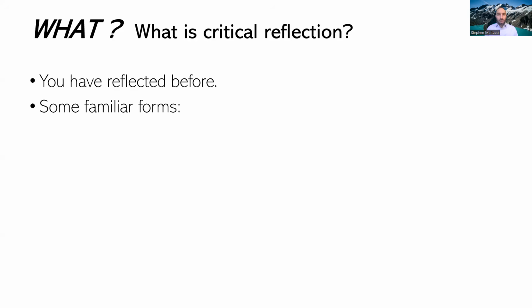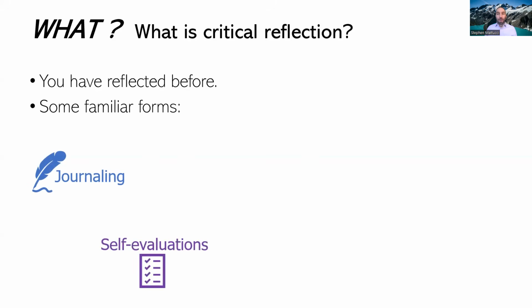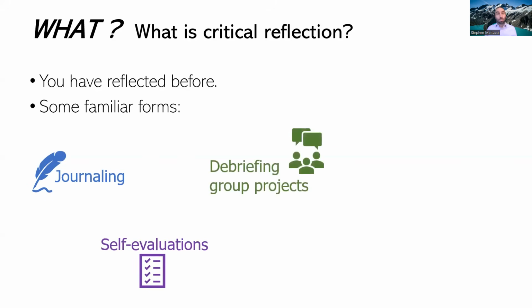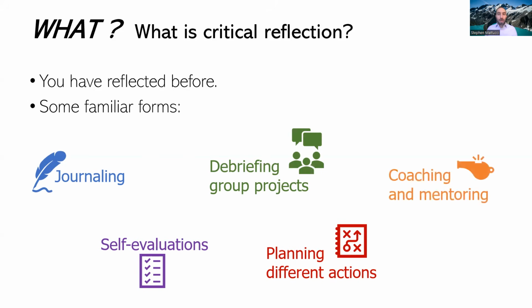Oftentimes we think of critical reflection and we don't know what it is, but all of you have done critical reflection in the past. Some familiar forms are, of course, journaling, self-evaluations, if you've had group projects and you debrief afterwards, planning and strategizing for different actions, as well as any type of coaching and mentoring. So this may have been part of a sports team, or if you were in dance or some kind of play or anything like that, or even beyond that, where coaching and mentoring takes place.